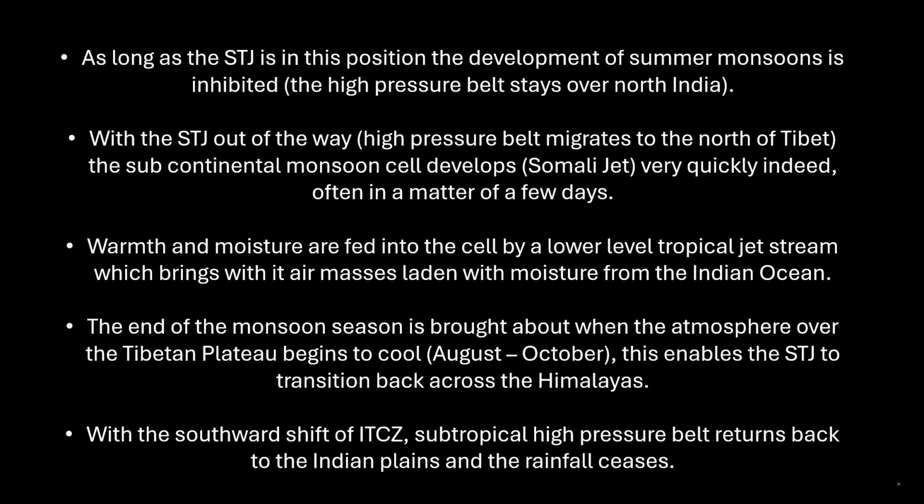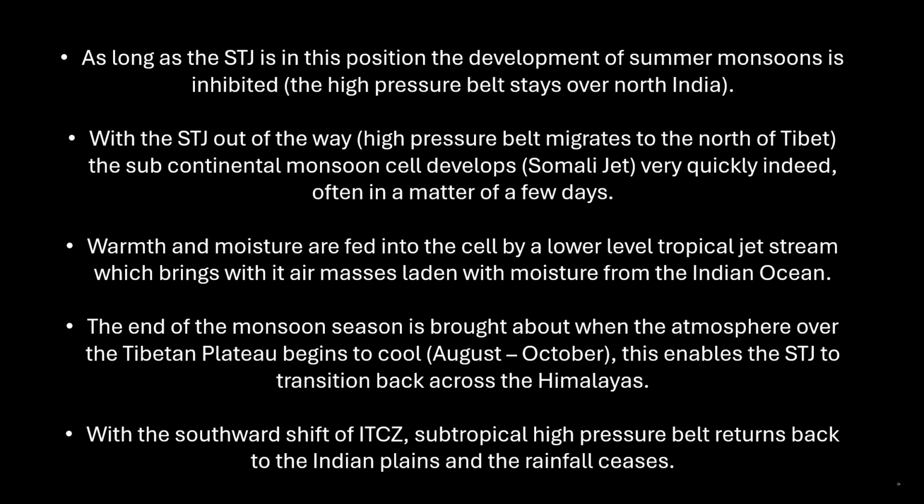With the STJ out of the way, the high-pressure belt migrates to the north of Tibet. The subcontinental monsoon cell develops, Somali jet, very quickly indeed, often in a matter of a few days. Warmth and moisture are fed into the cell by a lower-level tropical jet stream which brings with it air masses laden with moisture from the Indian Ocean.